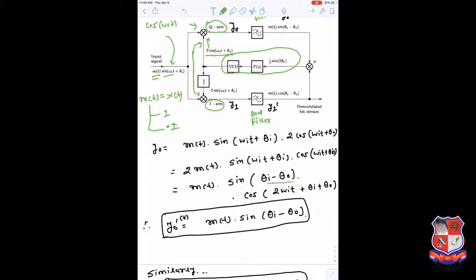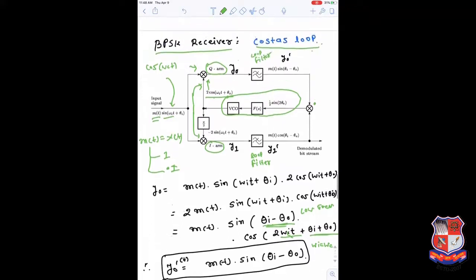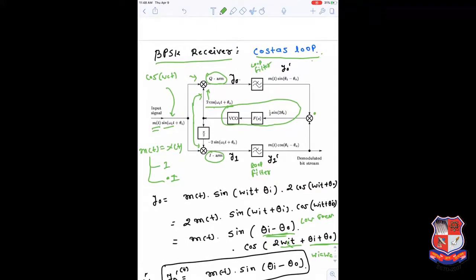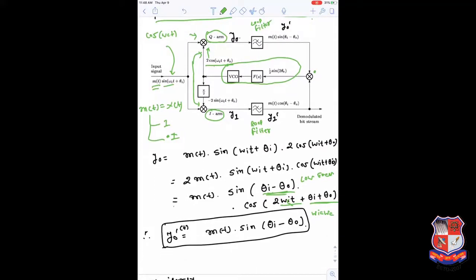So we are getting two components: sin(θi − θ0) and sin(2ωit + θi + θ0). The first is a low frequency signal and the second is a high frequency signal, because ωi is nothing but ωc, centered at the carrier frequency, plus this. The difference term is simply θi − θ0, so it is a low frequency signal. Here we are getting both components. This is the y0 output, this is the incoming signal, and this is the locally generated signal.